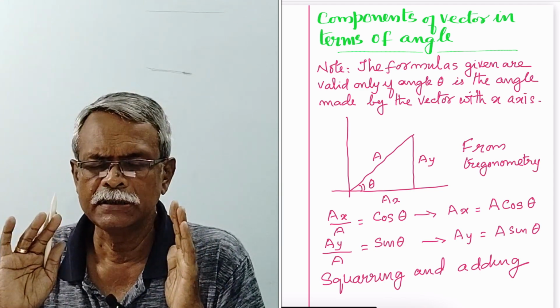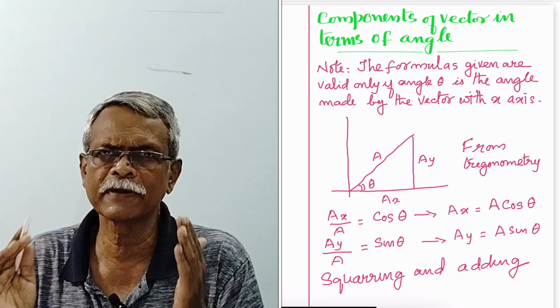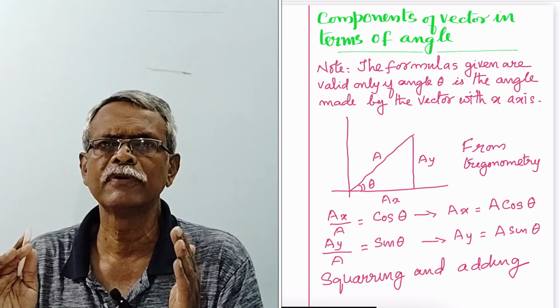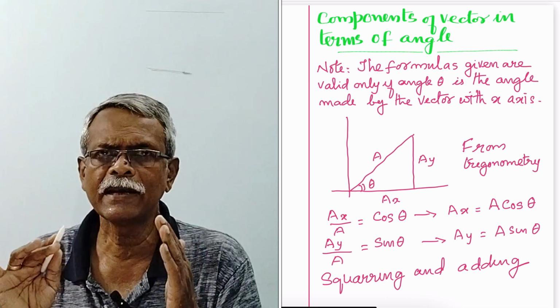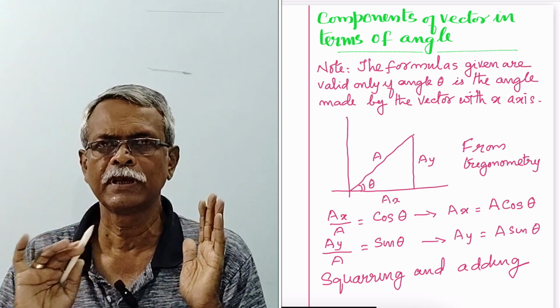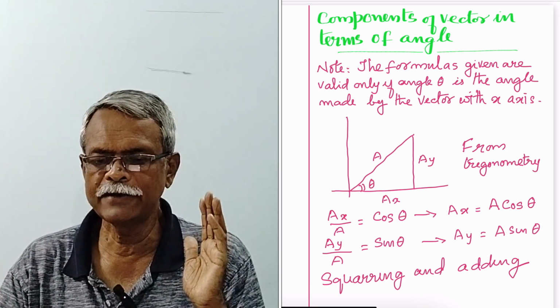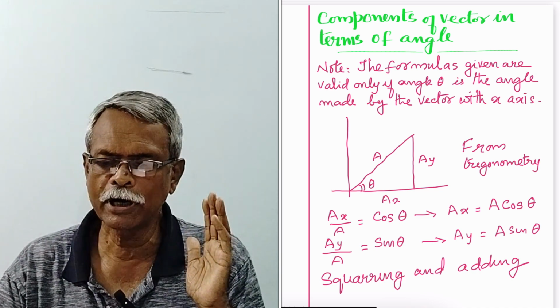And these components of a vector can be represented in terms of the vector and the angle it makes with the axis. Here I have taken a coordinate system and I have drawn a vector A.